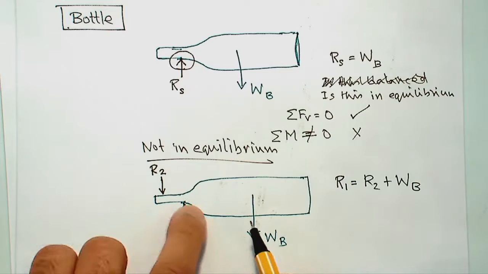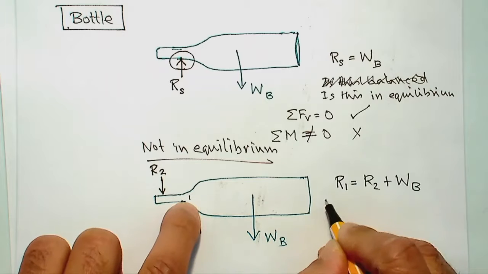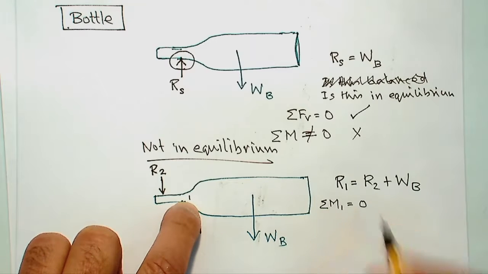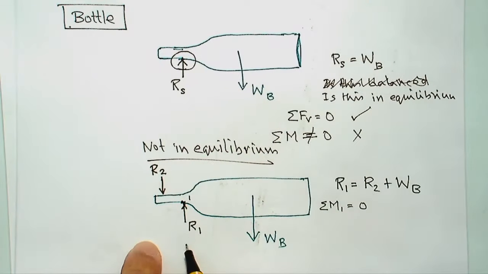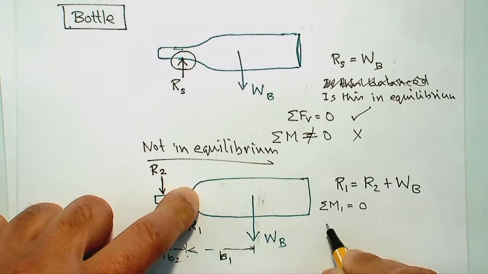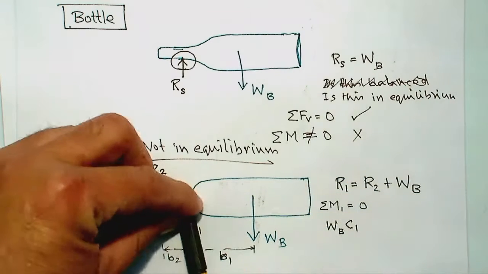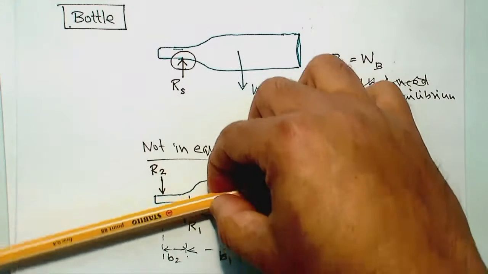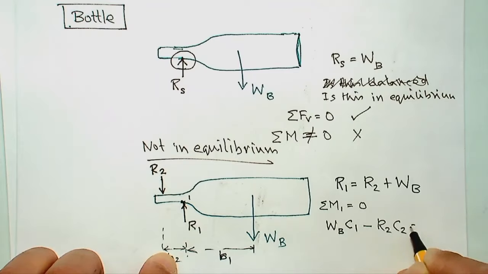If you take moment about point R1 equal to 0, then you should get that WB is creating an anti-clockwise moment. Let's say this distance is C1 and this distance is C2. Then the moment due to WB would be WB times C1, that's a clockwise moment. That must be balanced by the reaction force from the stand. So that is minus R2 times C2 equal to 0.